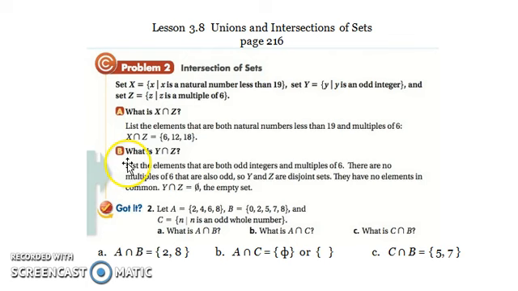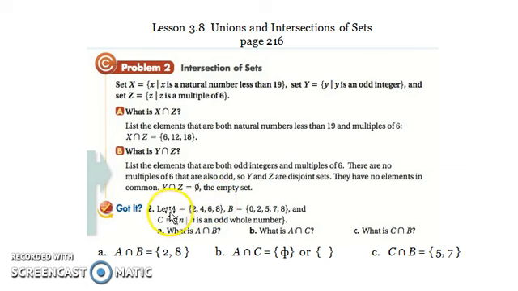Okay, then it says, what is the intersection of y and z? That's this one and this one. Well, the problem is that there are no multiples of 6 that are odd. So there is no intersection for those two. So it's called the empty set or the null set, N-U-L-L. Typically the empty set is just a 0 with a slash through it.